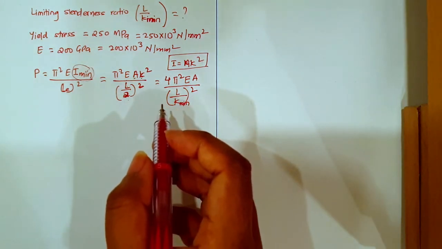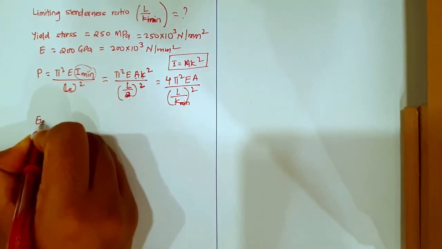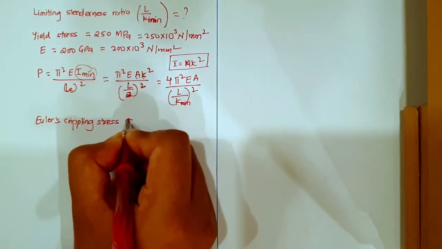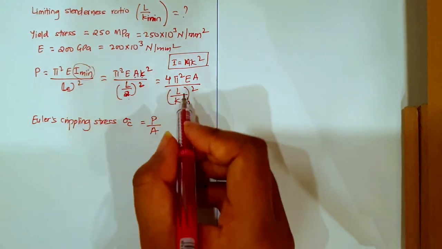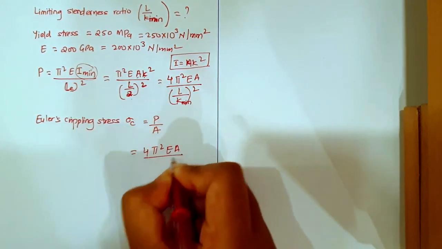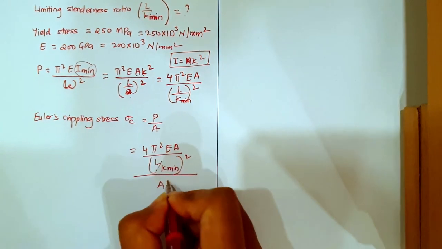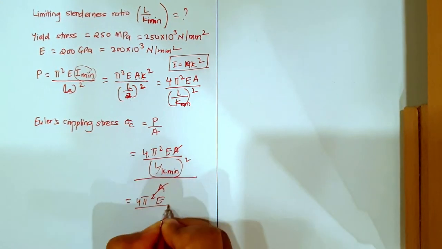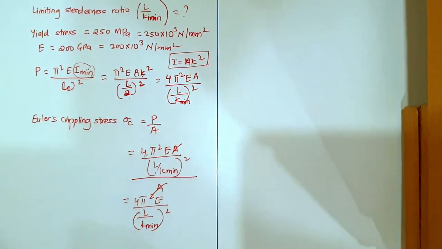Now by using this formula, Euler's crippling stress sigma c is given by force by area. Now P we got equal to this much, so let us put the value of P here: 4 pi square E A by L by k minimum the whole square, divided by area. So this area will get cancelled, so remaining I have only 4 pi square E by L by k minimum the whole square. So I only have this one, right?